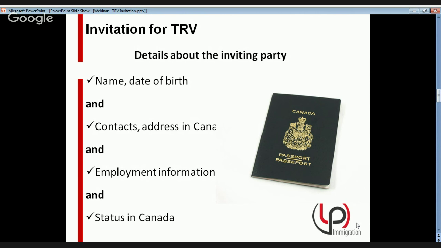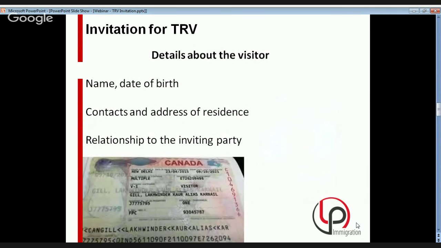Going further, details about the visitor. So the basic information about the guest is very simple. An invitation must include his or her full name, date of birth, address and contact details in the guest's home country. So the guest, who is also an applicant asking to issue a temporary visa to Canada, may also be contacted by a CIC, Citizenship and Immigration Canada, officer with inquiries if further clarification is needed. Therefore, just make sure to provide full up-to-date contact information of the guest.